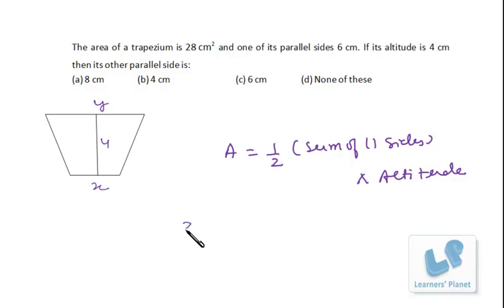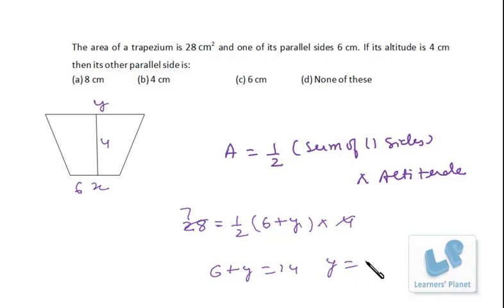I just put the value in this formula. Half sum of parallel sides. One of them is 6 and other we have to find out. So it's 6 plus y into altitude length is 4. I just put it over here. So 6 plus y is 40. That means y is 8. That means the length of the other parallel side is 8. Okay, just putting the value in the formula, nothing else. I hope you are getting me.